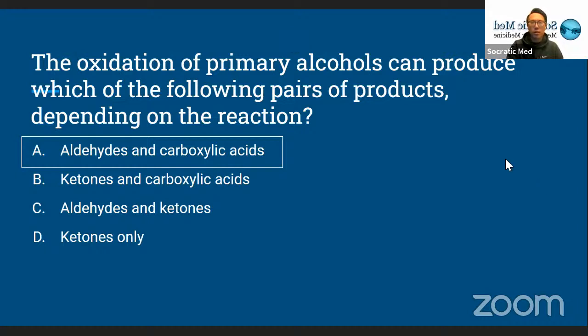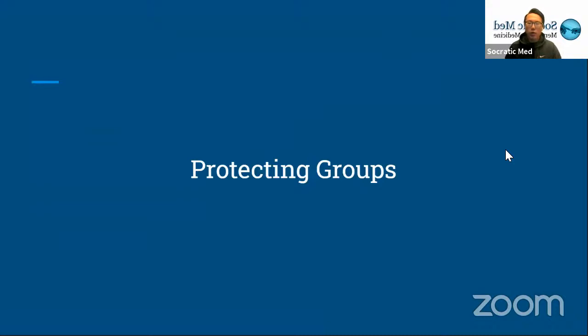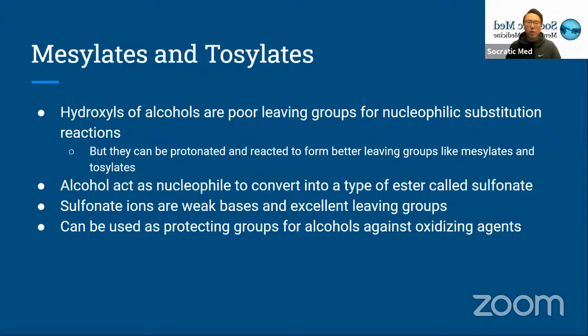Okay, all right. So next, I'm going to go over protecting groups for alcohols. The hydroxyls of alcohols are poor leaving groups for nucleophilic substitution reactions. For nucleophilic substitution reactions, you usually need a good leaving group in order to kick it off, but hydroxyls aren't great leaving groups. So what we usually do is they can be protonated and reacted in order to form better leaving groups, and those leaving groups are called mesylates and tosylates.